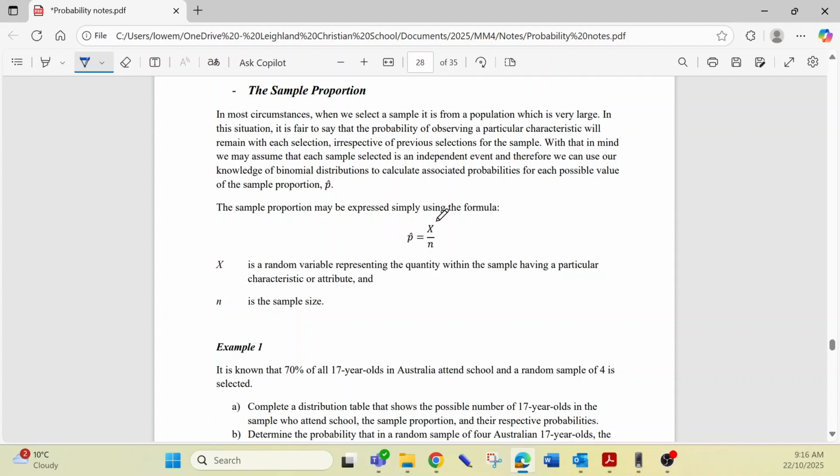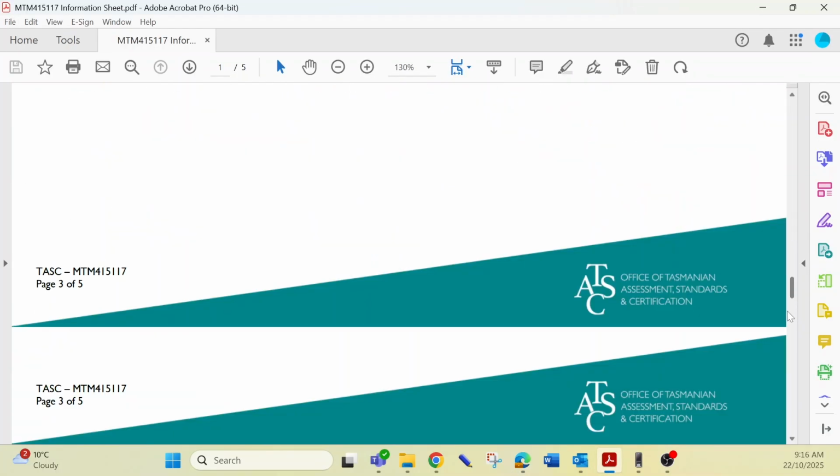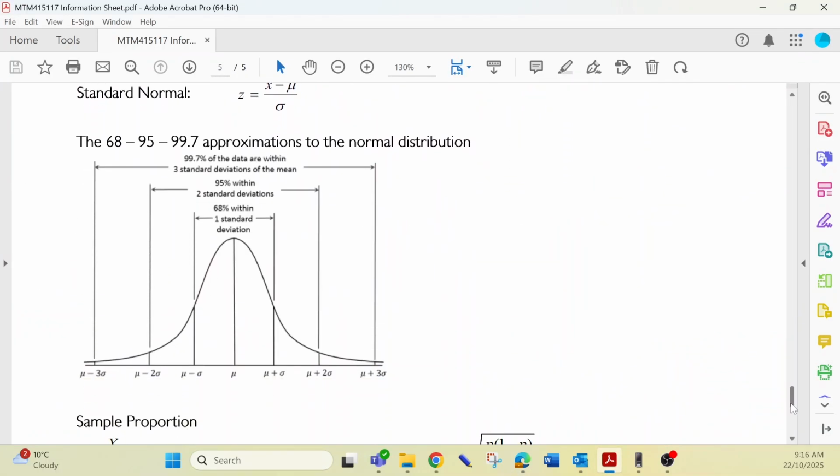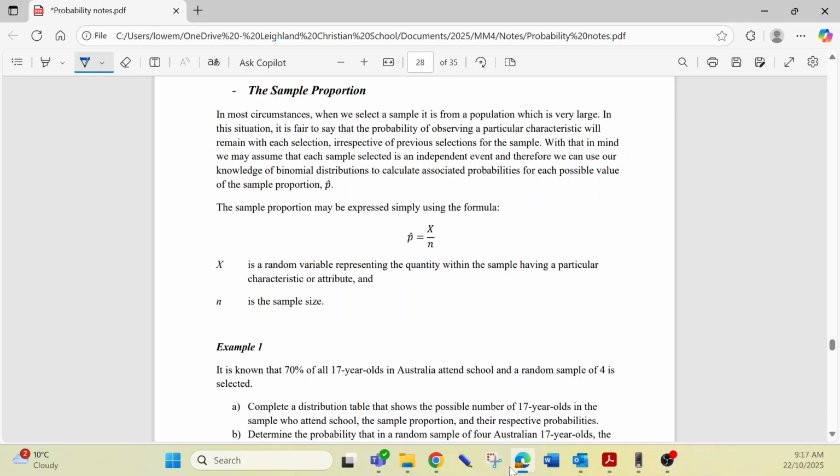Now this here is p hat equals x over n, given on your information sheet. Go to the last page here, and you can see it is here, p hat equals x over n. The x represents the number or the quantity within the sample that has a particular characteristic or attribute, and n is the sample size.